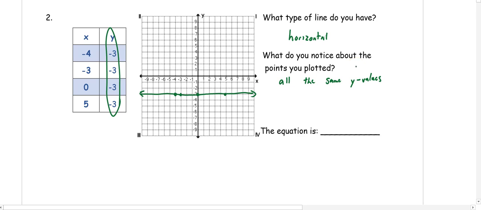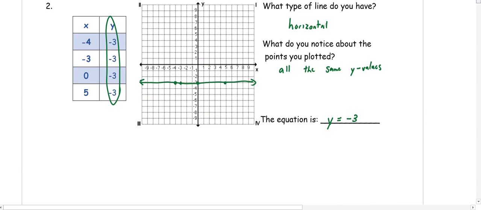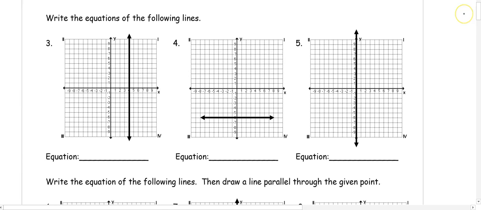So whenever we have a horizontal line, that's going to be a y equals equation with the number that's repeated or the number it's passing through. So we have y equals -3. So remember, horizontal lines are always y equals because they pass through the y-axis. So what type of equation do we have?